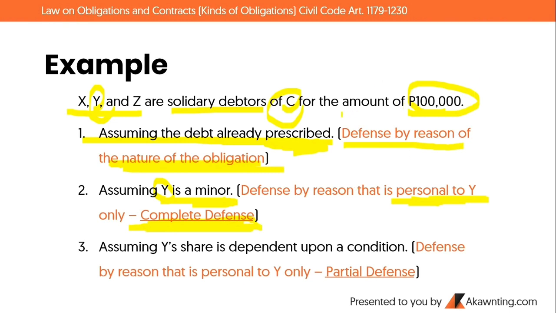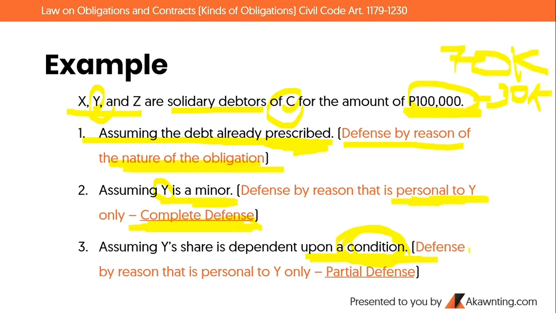Okay. Next, number 3. Assuming Y's share is dependent upon a condition. What is the defense? Okay? In this case, pwedeng maging defense ni Y if hindi nangyari yung condition. Okay? Pag hindi nangyari yung condition, let's say, ang share ni Y dun sa 100,000 ay, let's say, 30K. Okay? Hindi nangyari yung condition. Sinisingil siya ni C ng 100,000. Pwedeng niyang i-raise yung defense na hindi nangyari yung condition with regards to my share. So, therefore, hindi ka dapat maningil ng 100,000. Maniningil ka lang dapat ng 70,000. Okay? So, yun lang yun.